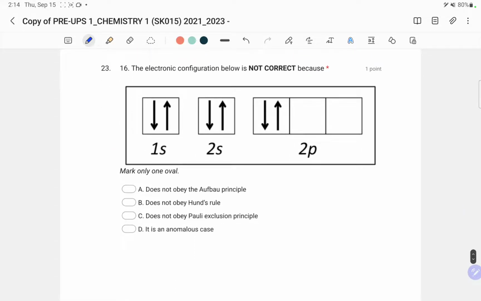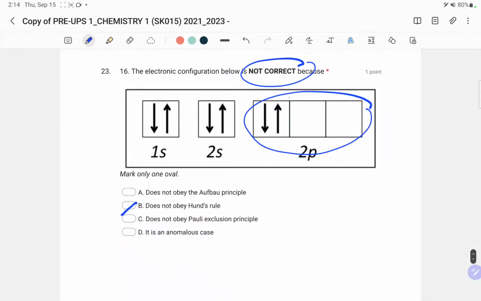Number 16. The electronic configuration is not correct. Yang mana? Sebab apa? Ni. So, dia salah dekat sini. Kenapa? Okay, dia tak follow Hund's rule. Sebab sepatutnya kita kena penuhkan single dulu, baru kita pair. Yang ni, dia terus pair. So, dia tak follow Hund's.